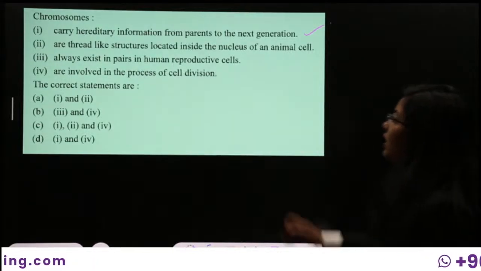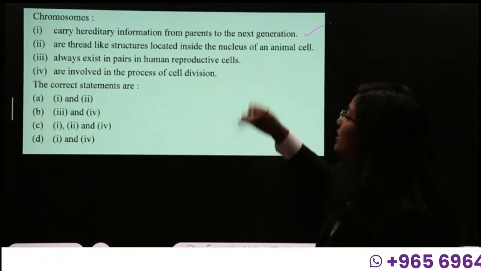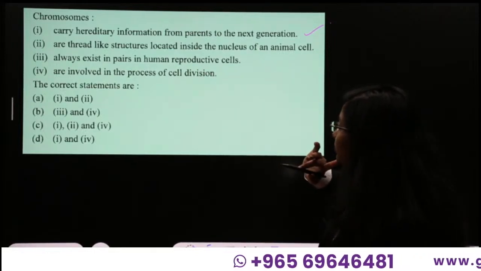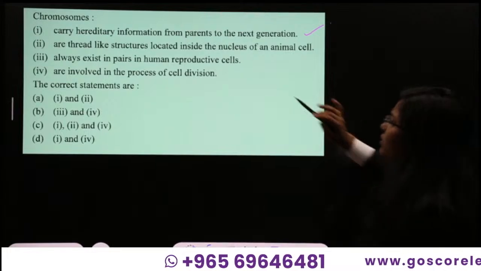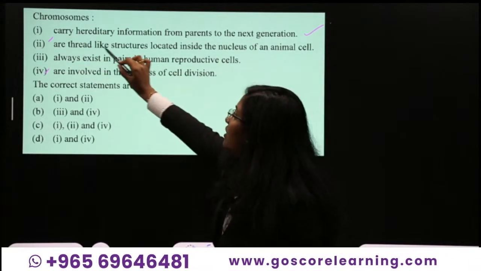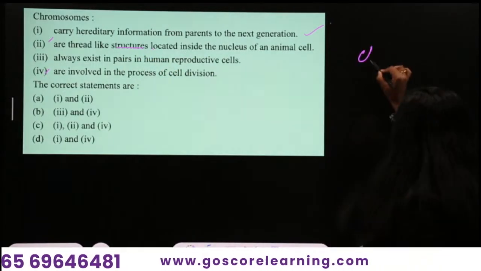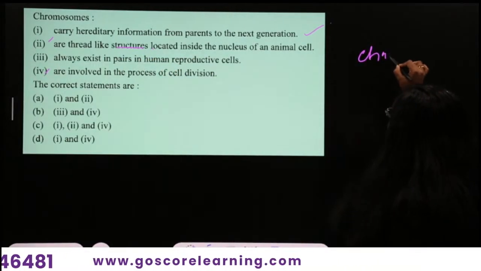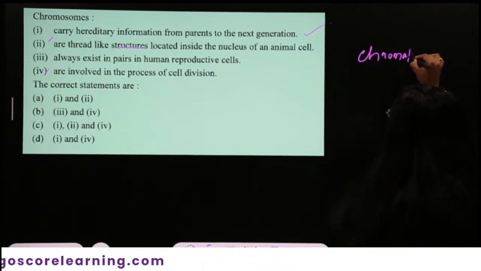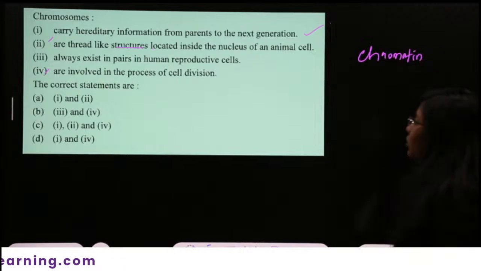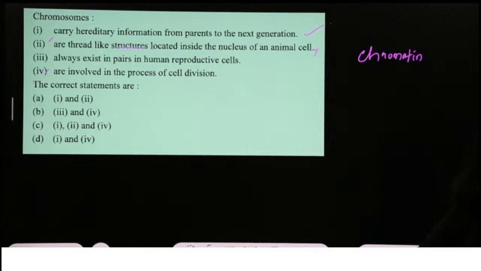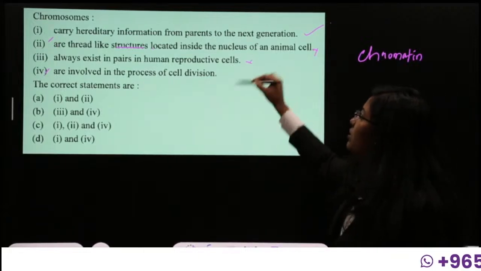Then, it is involved in the process of cell division. Let's see these 2 statements, the second statement and the fourth statement. The thread-like structures are always known as chromatin. What are the thread-like structures known as? Chromatin. So that statement is also wrong. I told you, so it's a wrong statement.